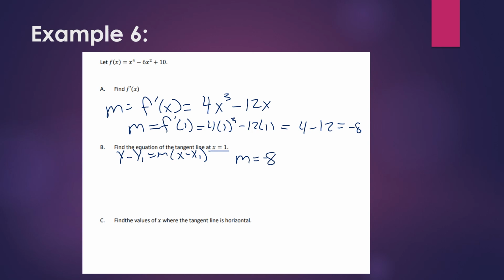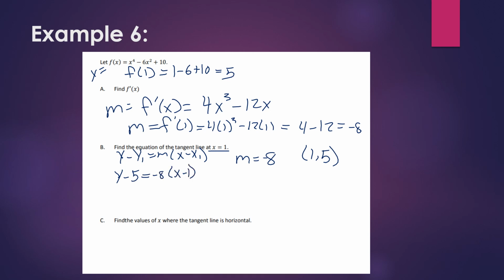And now I need a y value. So remember that y equals f of x. So if I find f of 1, that will give me my y value. So this will be 1 minus 6 plus 10, which will give me 5. So I'm going to the point (1, 5), and my slope is negative 8. So that's easy enough. It'll be y minus 5 equals negative 8 times x minus 1.